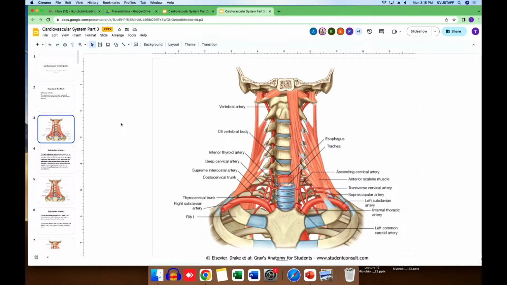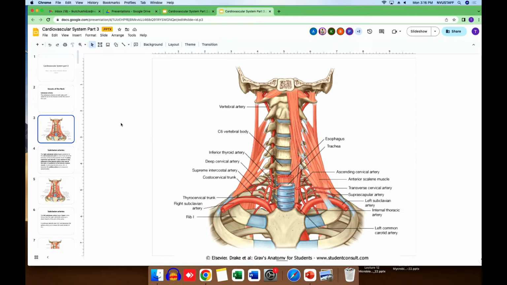It continues to pass superiorly, and the vertebral artery passes through the foramina of the vertebrae from C6 to C1, and at the superior border of C1, it turns medially and crosses the posterior arch of vertebra C1. Thus, we can say that it crosses the whole cervical vertebral column. And from here, it passes through the foramen magnum to enter the posterior cranial fossa.